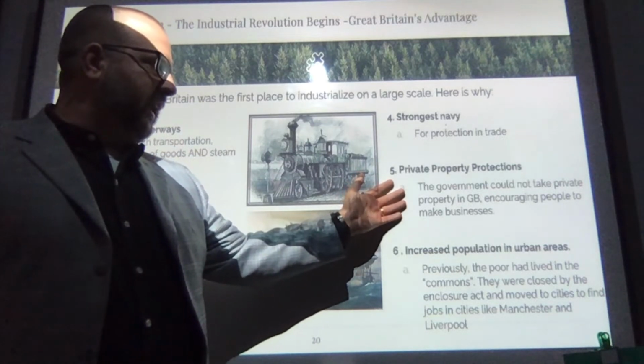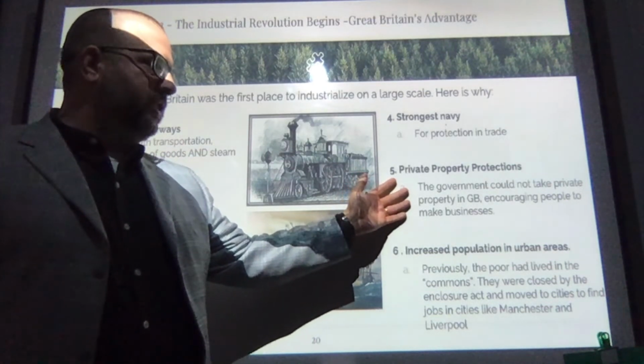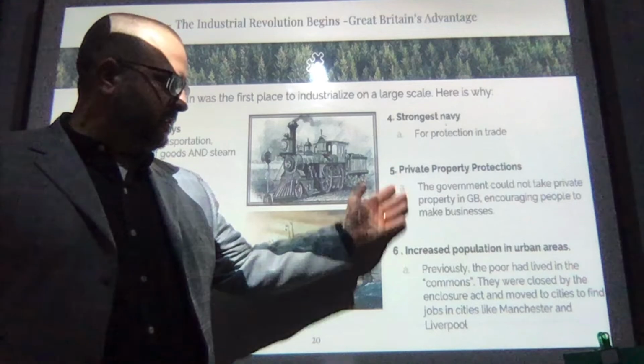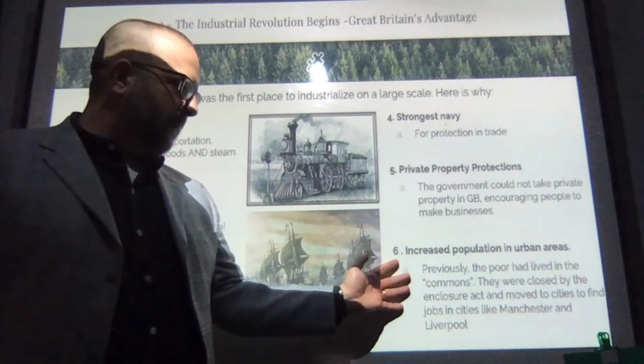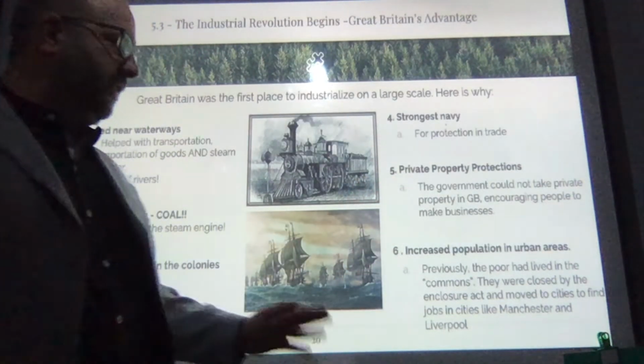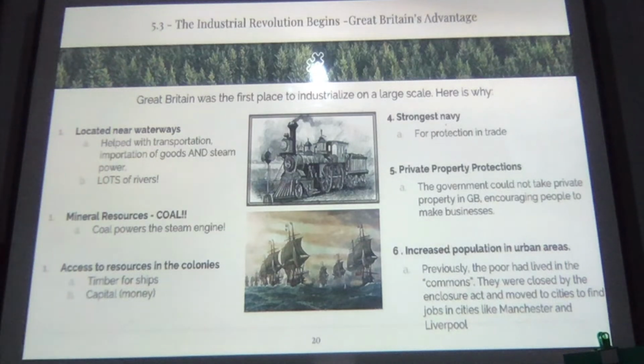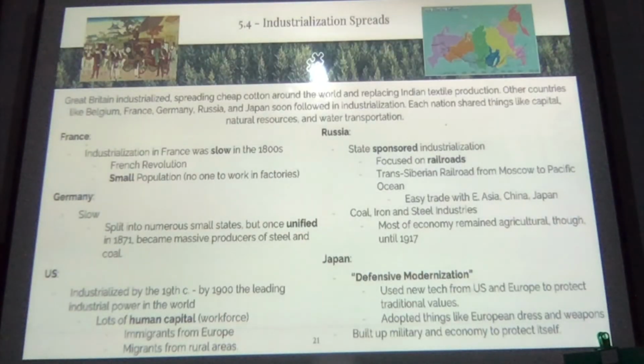The government could not take private property in Great Britain, which encourages people to make businesses. And there was an increased population in the urban areas. Previously, the poor had lived in the commons. They were closed by the Enclosure Act and moved to cities to find jobs. Manchester and Liverpool, even today, are your predominant industrial centers in Great Britain at that time. And then we see the spread of industrialization occurring.